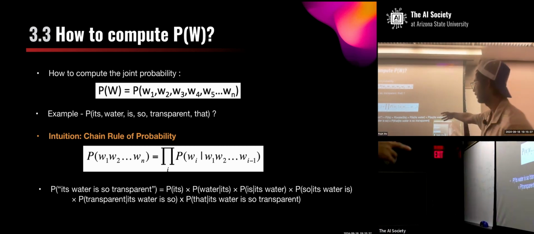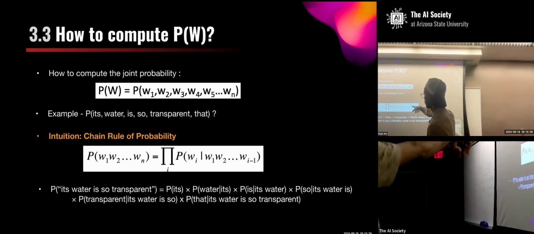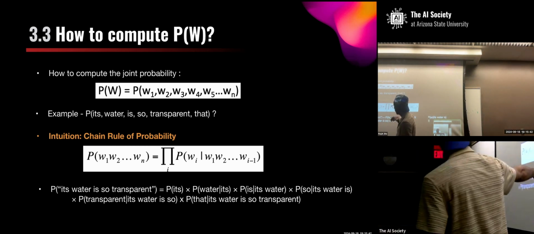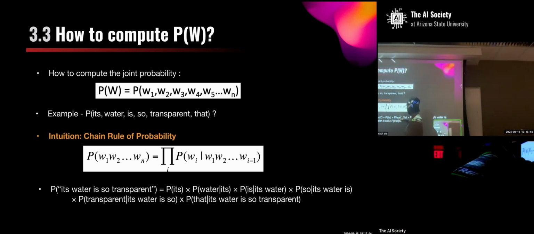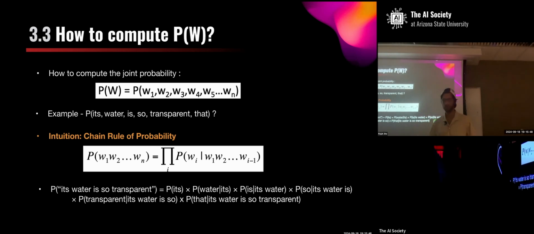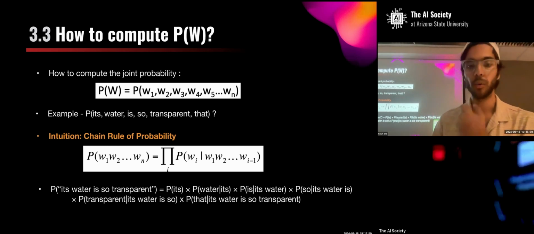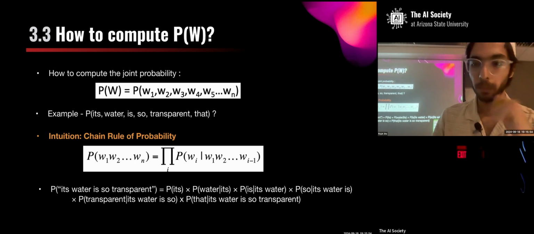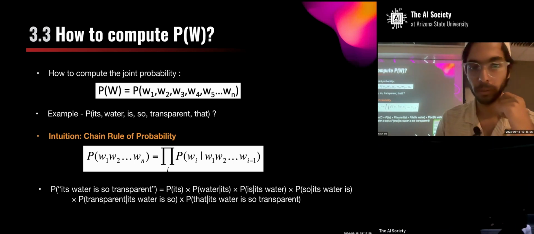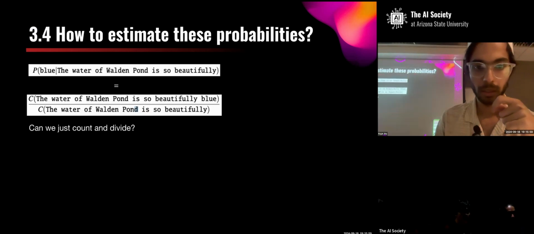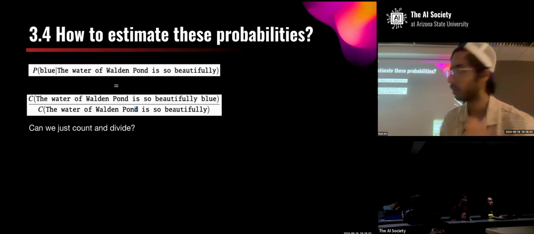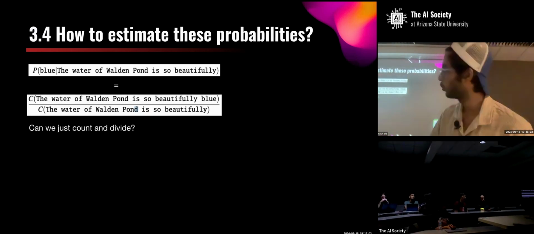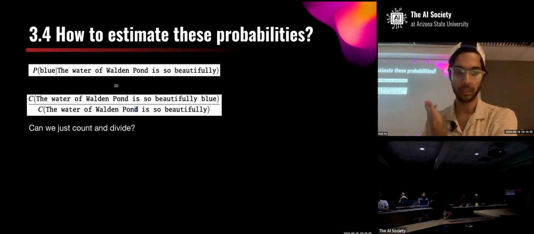As I said, for this example we have the probability of the first word times the probability of the second word given the first word, and so on. This is how we'll calculate the probability of this. But there is a problem with this, and we'll see that.